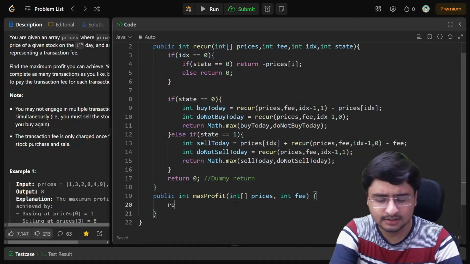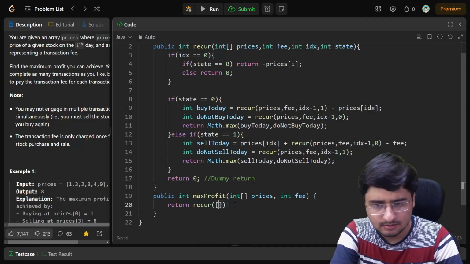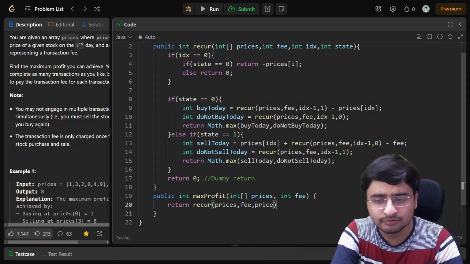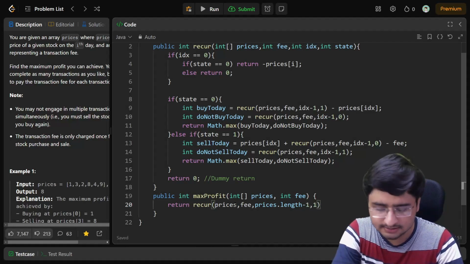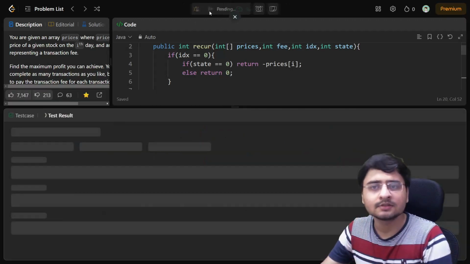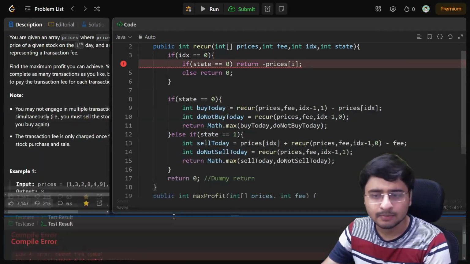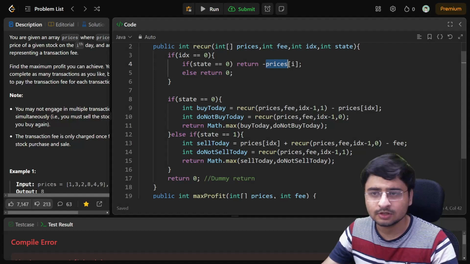Correct. Now let's call this function here, recur. Prices array I'm going to pass. Oh my god, prices. Fee I'm going to pass. Index I'm going to pass as prices dot length minus one. And the state will of course be the selling state for the last day. This will be considered as the best state to be in on the last day. Let's run this function. There is a compilation error. Let's see where it is.